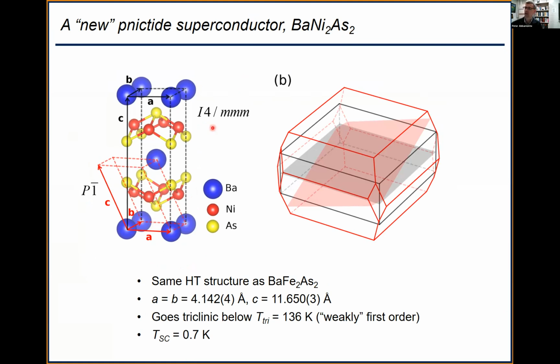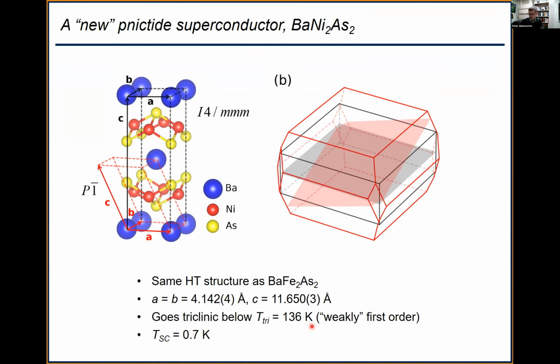At any rate, this is the structure. It's identical to the iron arsenide 122 materials. The lattice parameters are a little different: c is a bit smaller and a and b are a bit larger. But otherwise, it has the same high temperature structure. It's I4/mmm body-centered tetragonal. But when you cool, it doesn't go orthorhombic.